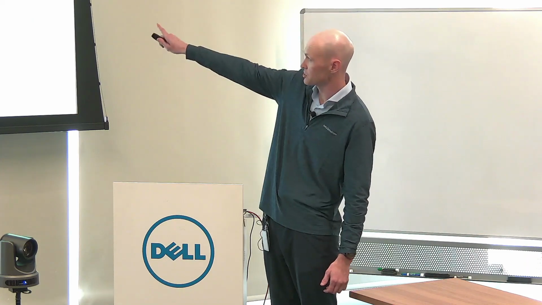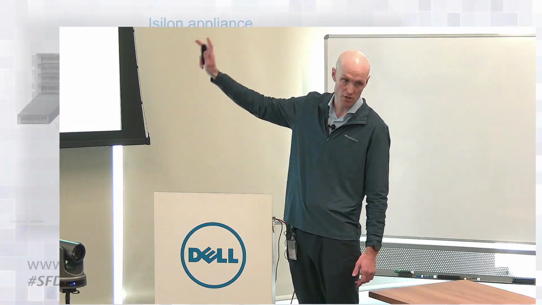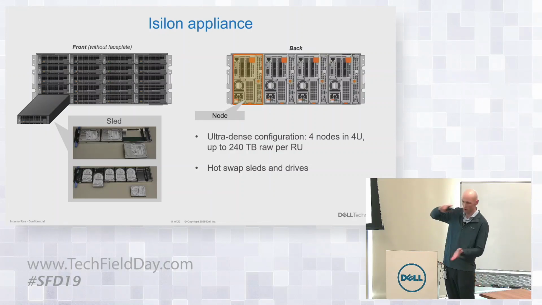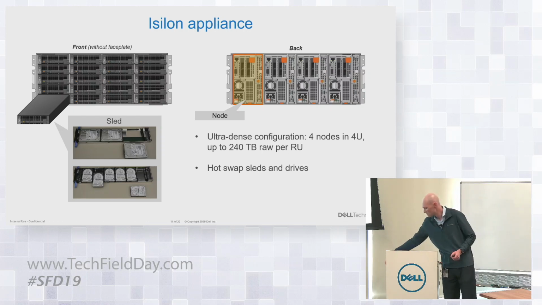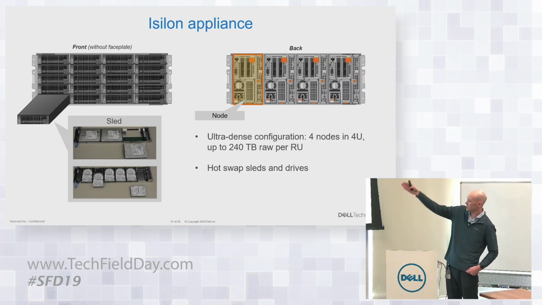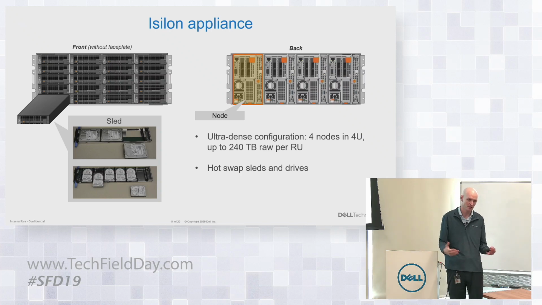So today, this is quickly what our current Generation 6 hardware looks like. 4RU box, 4 nodes in a box. Each one of these is extremely, extremely dense. There are 5 sleds on the front. You pull the sled out. Depending on the type, you've either got 3.5-inch drives or 2.5-inch drives, and they can either be SSDs or spinning drives.